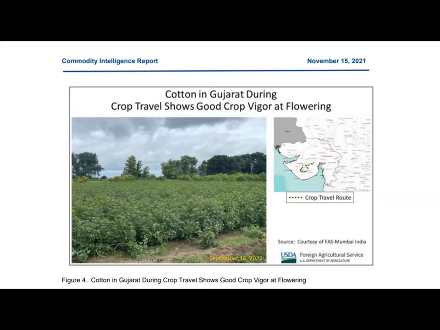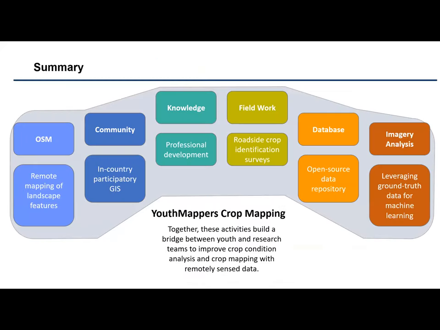In summary, I want to mention that there's a lot of activities going on in this project, from OpenStreetMap to doing the remote mapping of landscape features. We're going to engage in the community to do some in-country participatory GIS. We want to broaden our knowledge about agriculture through professional development, engage in some field work by doing roadside crop identification surveys. We'll be collecting all of this data in a database. So we'll be talking about the open source data repository that we're using.